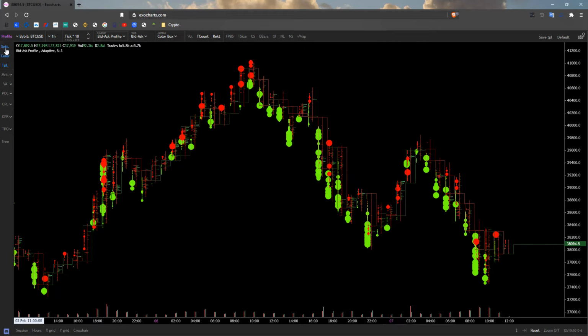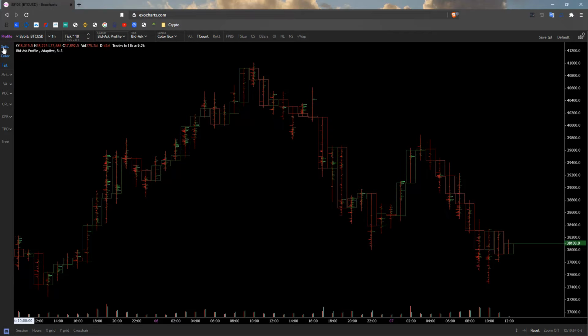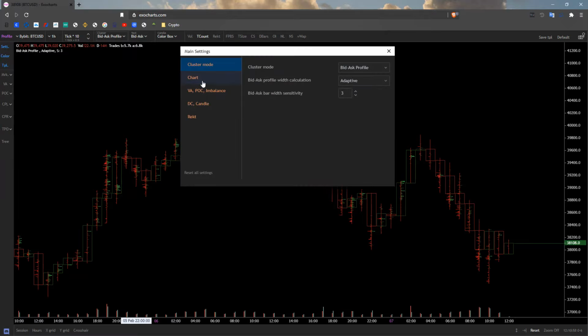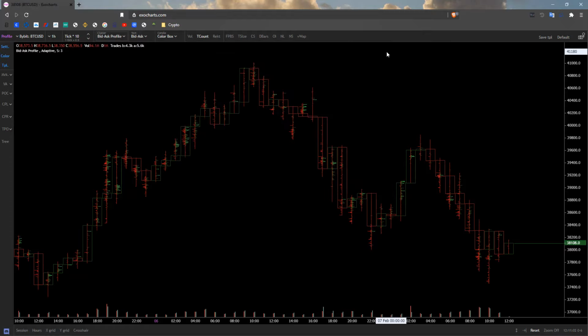Okay, let's move over here to the left. Let me turn this off. This is kind of loud and annoying. You've got your settings here, where you can change all sorts of stuff. This is kind of more advanced. You probably want to go with default until you get comfortable with this stuff, because you can change percentages, like the value area.